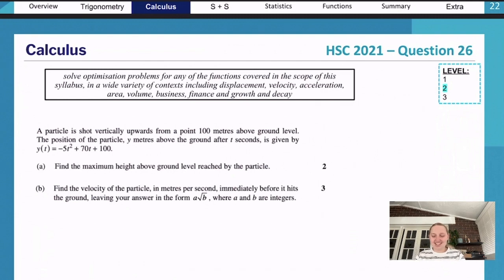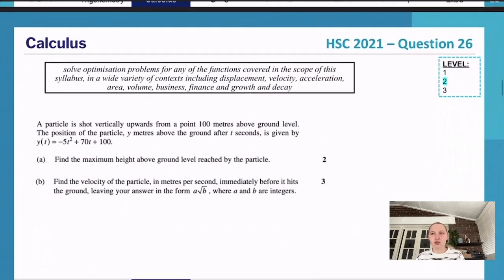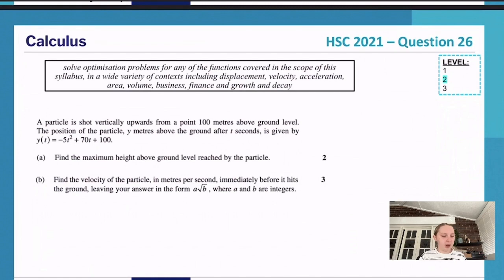Now I think optimization is one of those things that you never really know what to expect. And I wouldn't say that's particularly true. I think there are patterns to your optimization questions. So it's just super important to do a lot of practice with these sorts of questions so you know the sort of thing that might come up.